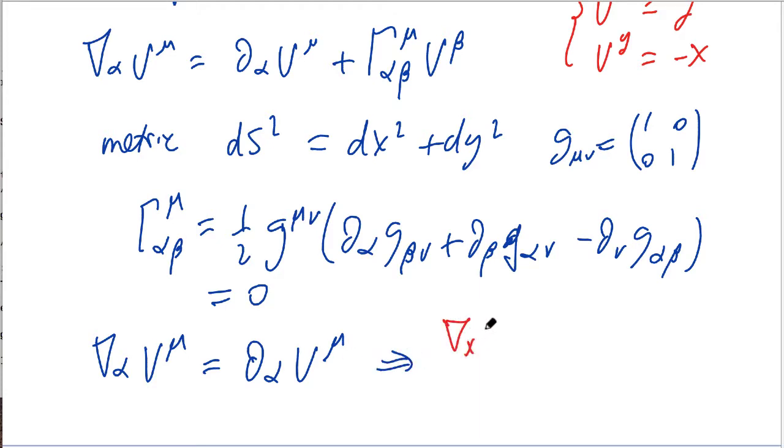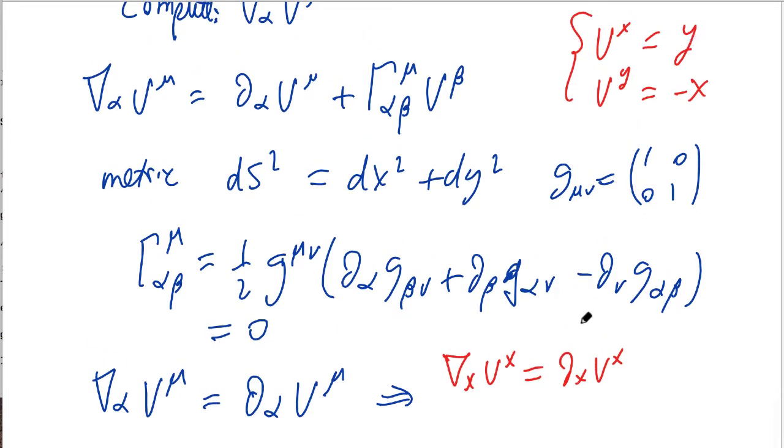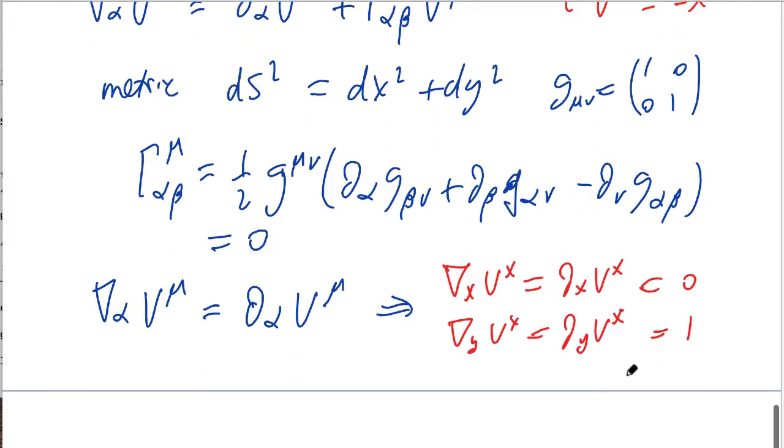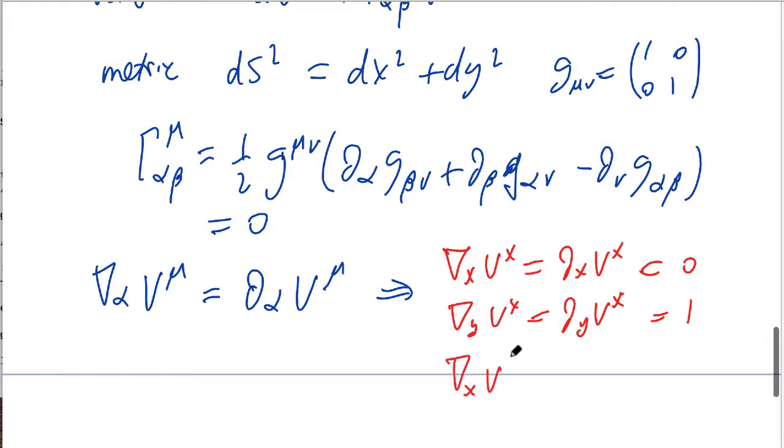So we can now compute explicitly del x vx, that's the xx component of this. It's the same as partial x of vx, but vx is y, so this is equal to 0. Del y vx is the same as partial y of vx, that's equal to 1. And del x vy is equal to minus 1, del y vy is equal to 0.